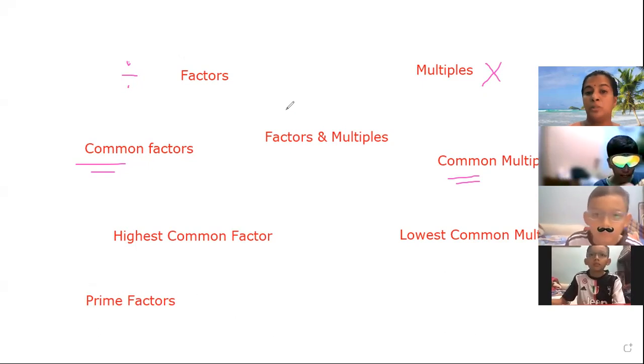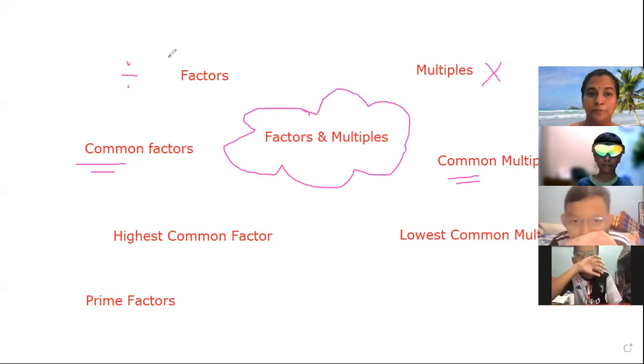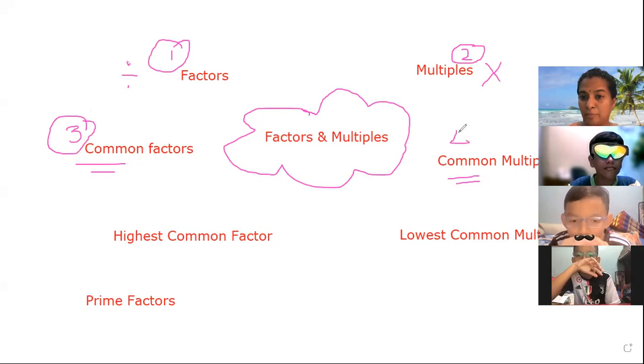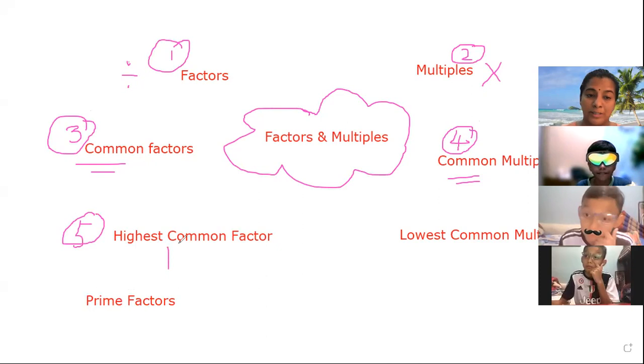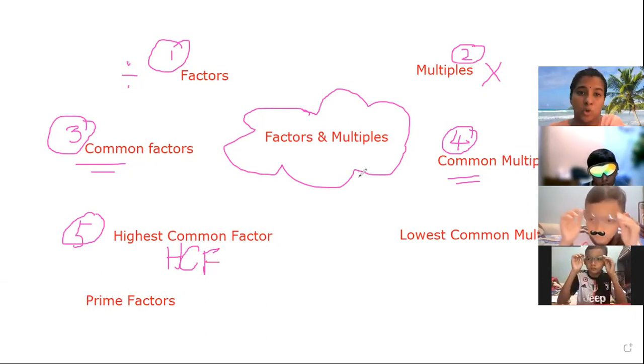So this is what we will be learning. Under the topic of factors and multiples, you first learn what are factors, and then what are multiples. After learning that, you learn what are common factors, and then you also have common multiples to go with it, like pairing it up. And then we learn what we call the highest common factor, and people will sometimes call this HCF. In your book or your test papers, they'll put the HCF. Find the highest common factor.